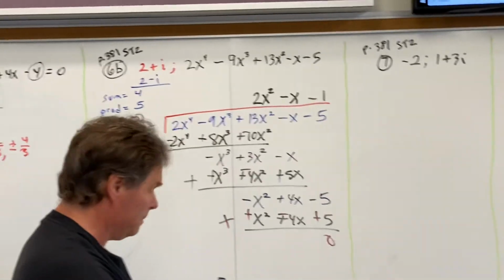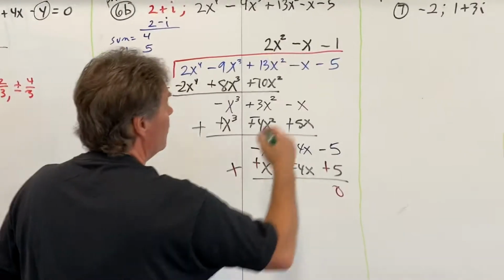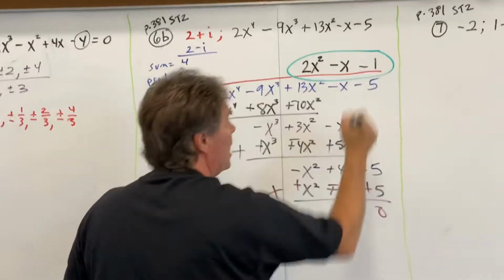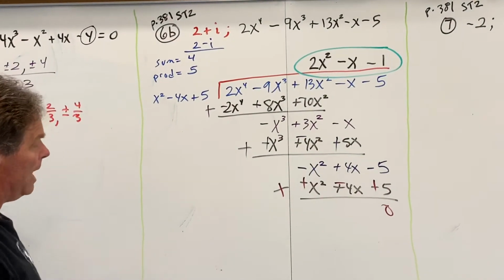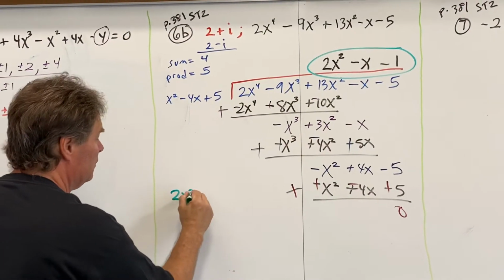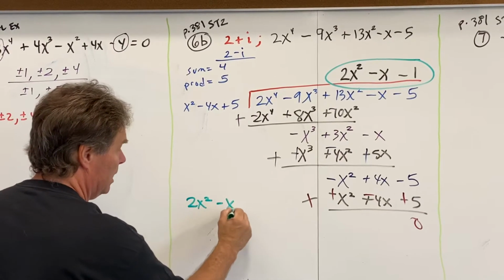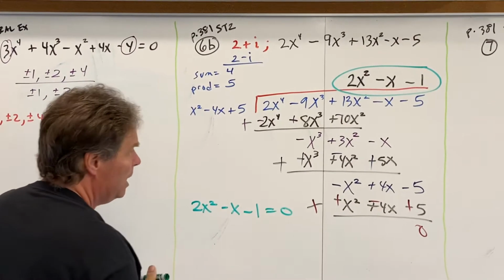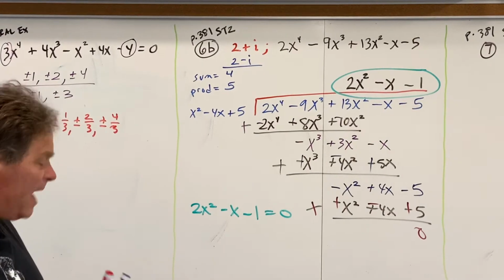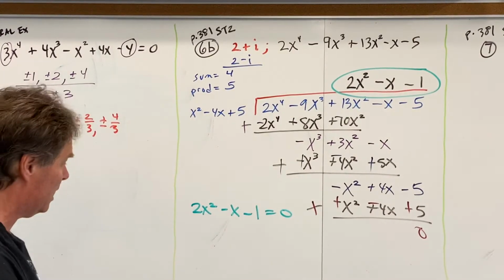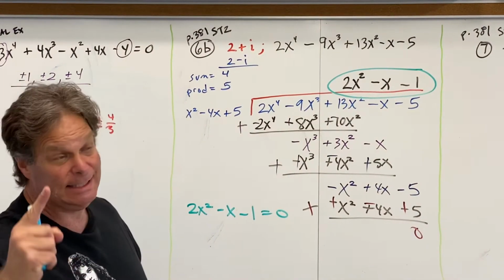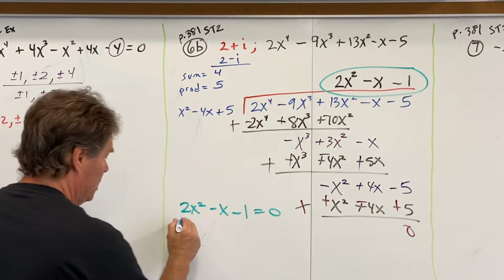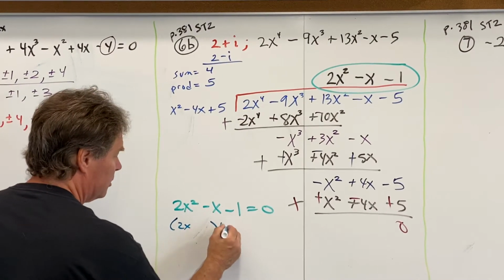Okay, so here we go. The other two guys are sitting inside of that guy. How do I figure them out? Set him equal to 0. 2x squared minus x minus 1 equals 0. Now, does this thing factor? If it factors, oh my gosh, great. If not, I would try quadratic formula. But I'm going to give it a shot and see if I can factor it first.